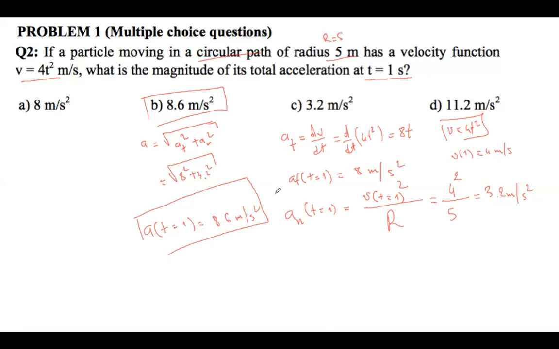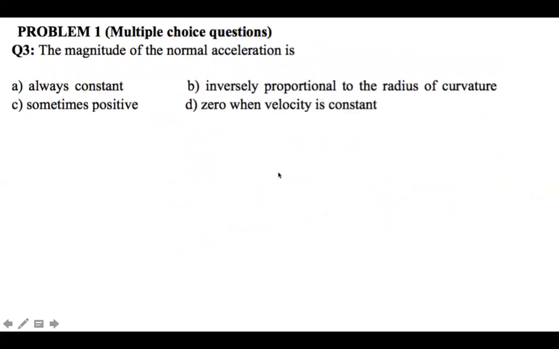Now let's move to question number 3. The magnitude of the normal acceleration is always constant? Well, no, of course. An is v squared over r. V squared is positive, r is positive, so an should be positive. Forget about sometimes positive. It's always positive because I'm talking about a magnitude. Great, so it's not c. Is it always constant? Wait, an is v squared over r.